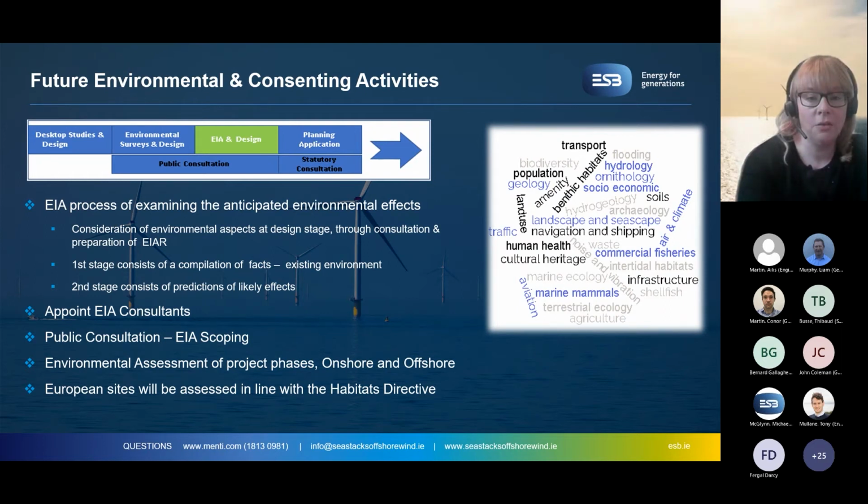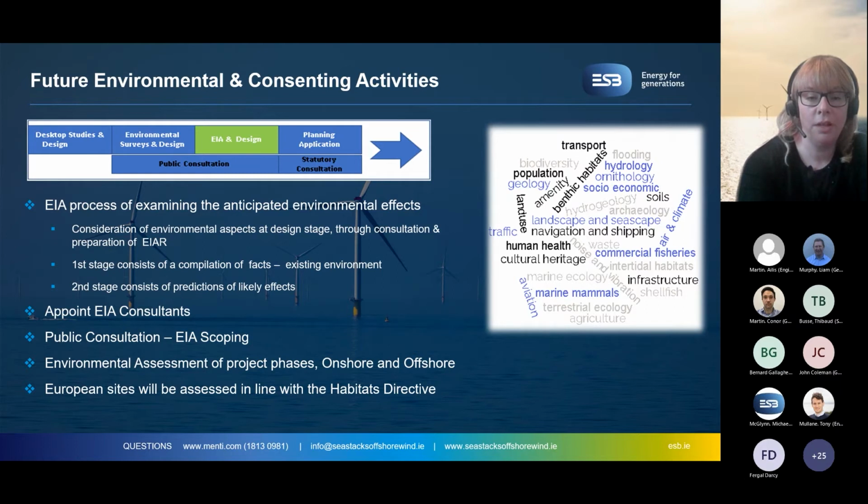The next stage, having applied for the foreshore license, is undertaking that EIA process, taking all the baseline information that we've gathered from desktop surveys and studies and from surveys, and compiling the facts of that first stage of the process. We're looking at the existing environment and what's there. The second stage of the process is about prediction of the likely effects. What has the potential for the project to impact upon? There's lots of things to consider there, from benthic habitats to navigation and shipping to cultural heritage and landscape and seascape. They all need to be considered in the EIA process.